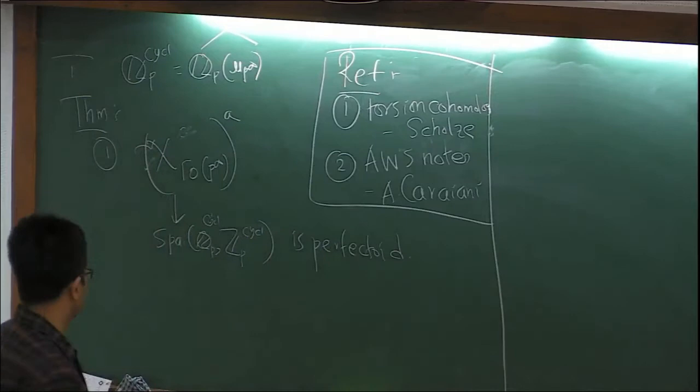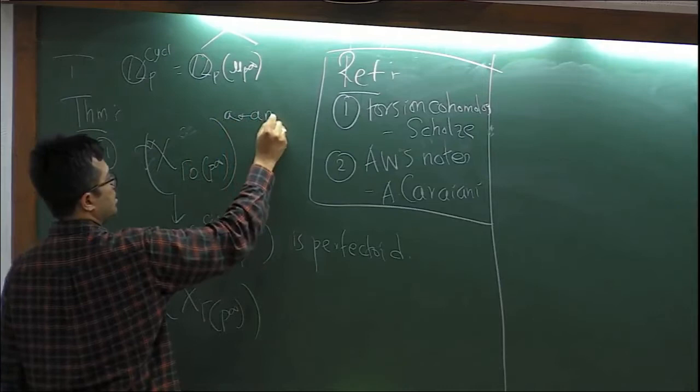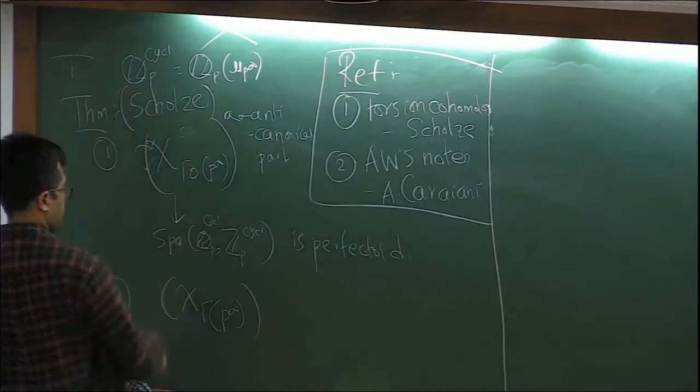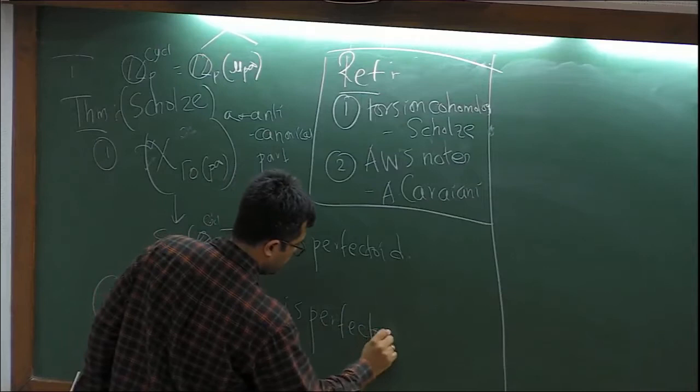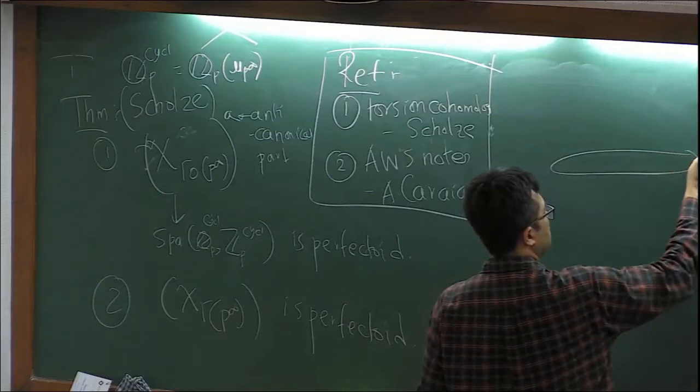And using this, today's main thing is that now here I am not putting this anti-canonical part. This is the theorem. Is perfectoid. Okay, so as I told last time, we were to get a tower, and this is not this space X that is something related to this gamma naught p infinity.